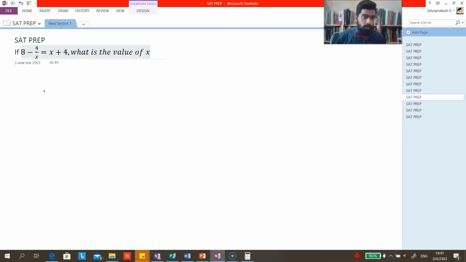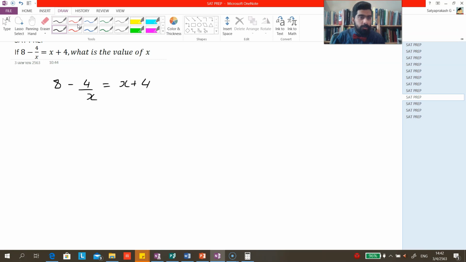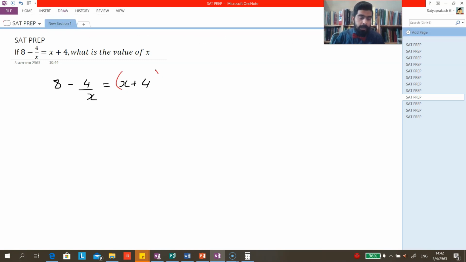Here we go, the next one. What do we have here? We have 8 minus 4 over x is equal to x plus 4. What is the value of x? So what we'll be doing now is we'll be multiplying the whole equation with x, right guys? So what would we have? We would have 8x minus, and here x and x will simplify, minus 4 is equal to x squared plus 4x. Right guys, now I'm going to change all of this to the other side.